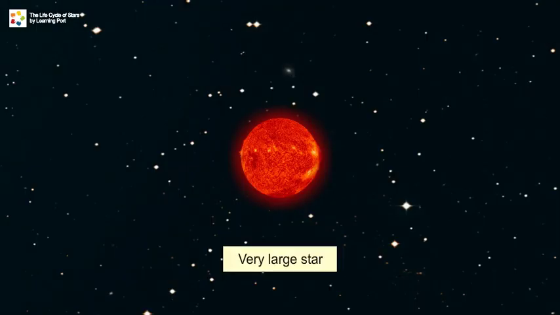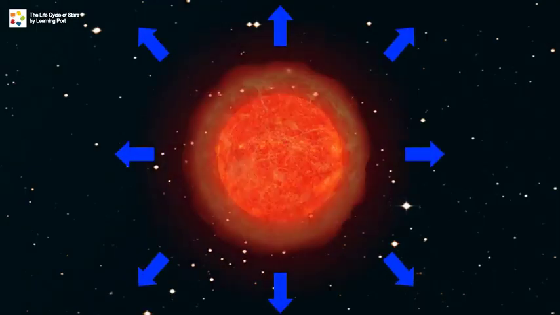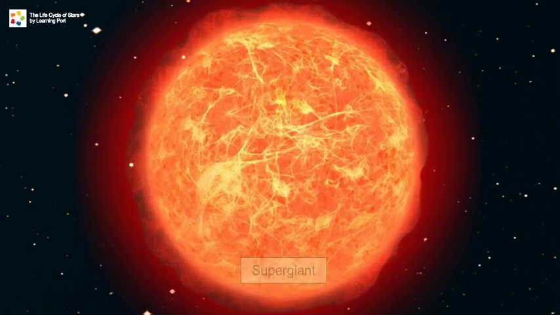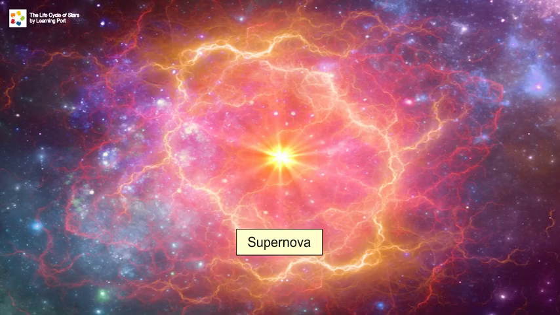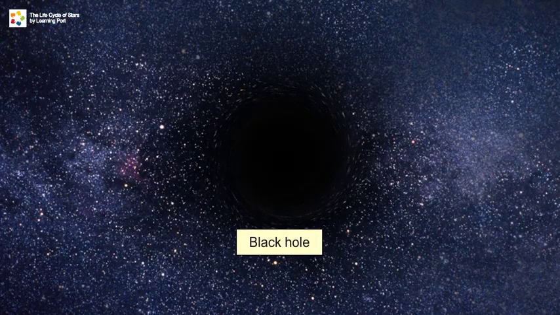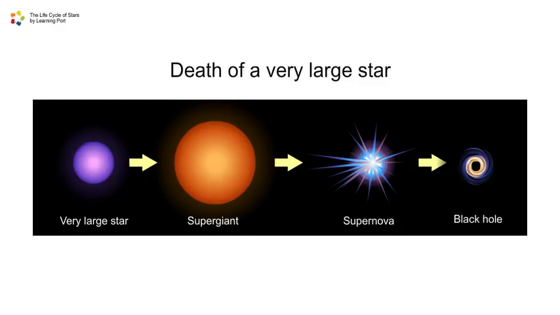For a very large star, it will also expand to become a supergiant and then undergo supernova at the end of its life cycle. However, due to its extremely large mass, the core collapses further and becomes a black hole. The gravitational force of attraction of a black hole is so strong that even light cannot escape from it.